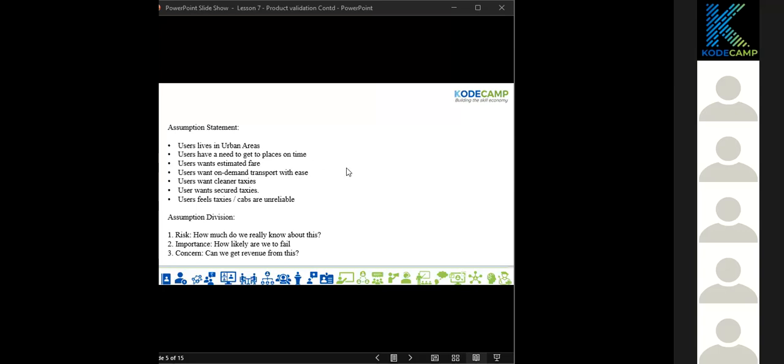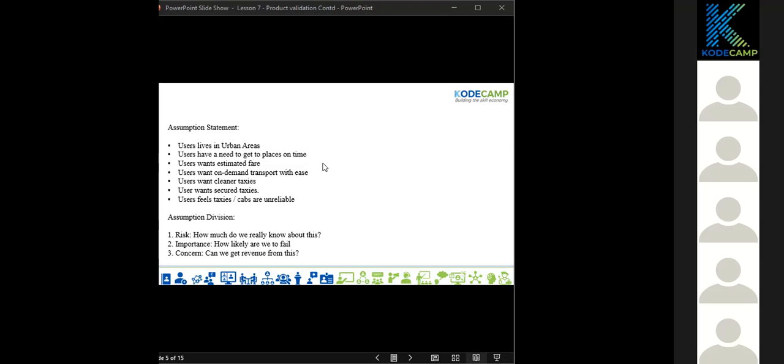So you check on your risks, importance, and concern. With all of these assumption statements we made, will people still want to make use of FUBA? Can we make revenue from it? Will it grow to maturity? Or how well can we keep it on the shelf?